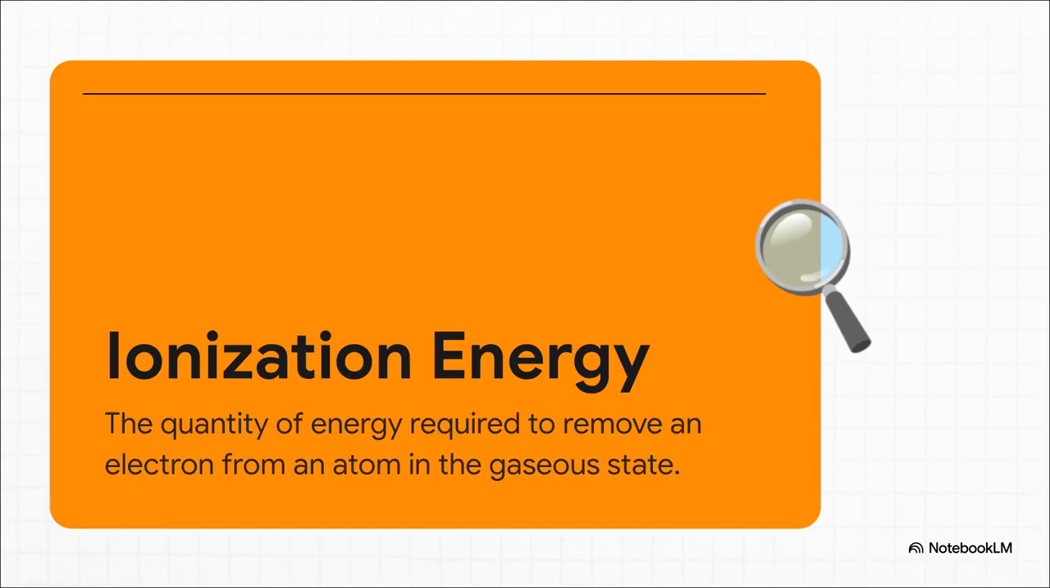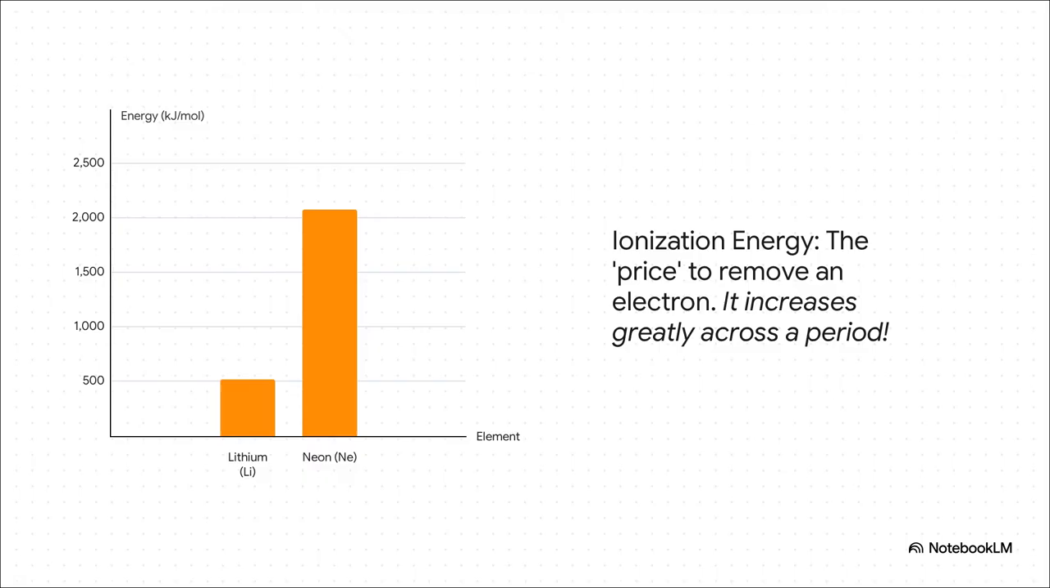Now, following our trends, as you go down a group, that price gets cheaper because the electrons are further away and easier to grab. But as you go across a period, the price goes way up. Those atoms are smaller, the nucleus has a death grip on its electrons, and it costs a ton of energy to steal one. And you can really see it in the numbers.